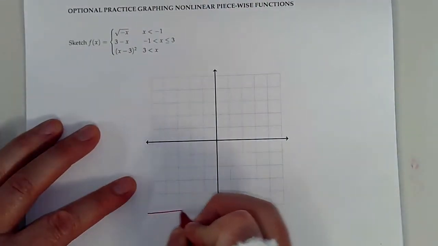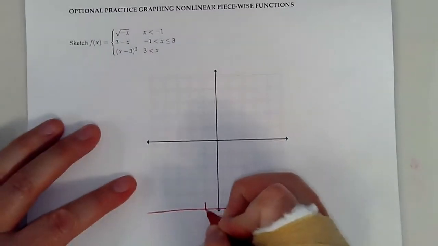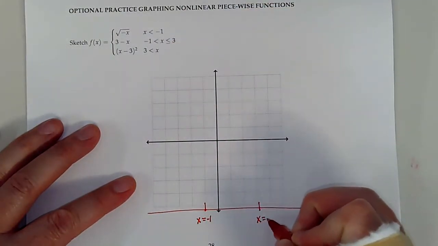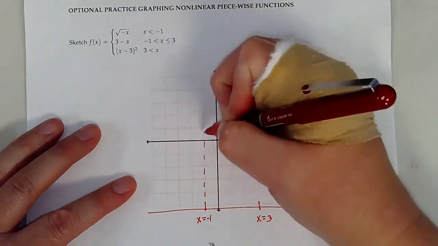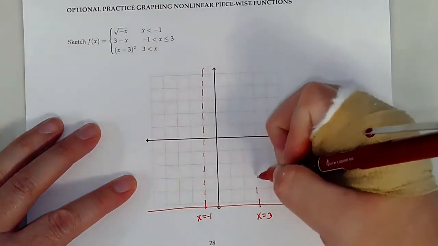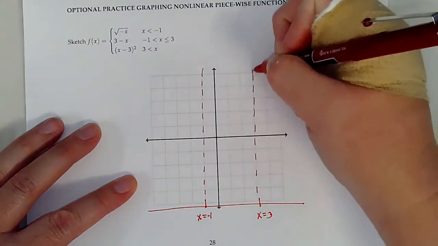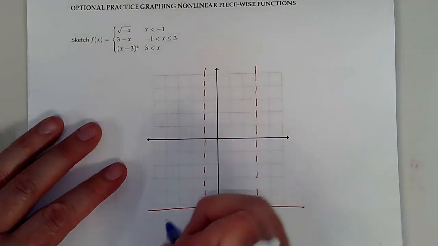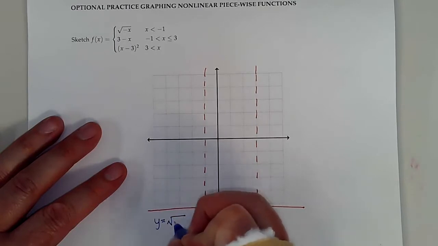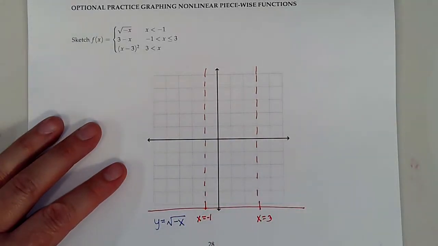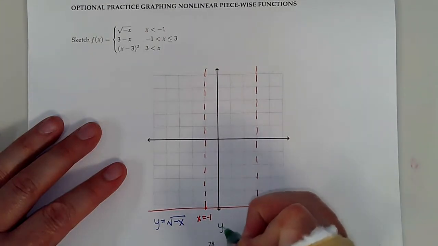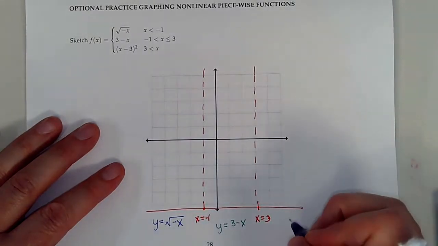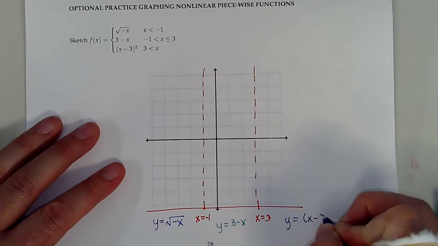So we know that at x equals -1, we're going to switch functions. And also at x equals 3. So let's get those fence lines going. Right, and then we have three functions. If x is less than -1, we're using y is equal to the square root of -x. If we're between -1 and 3, we're using y is equal to 3 minus x. And then if we're greater than 3, we're going to use y is equal to the quantity x minus 3 squared.